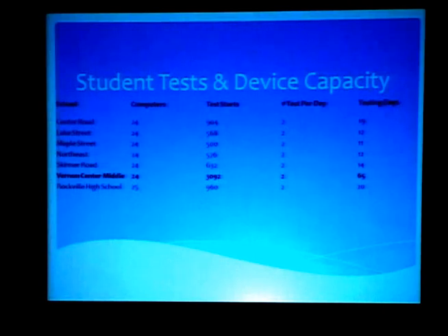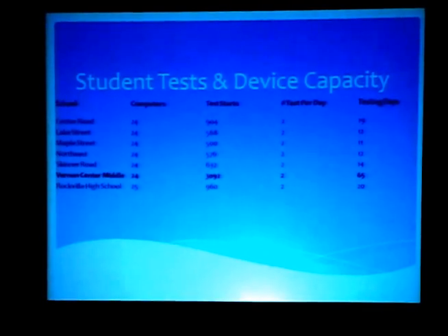So if you look at the next line over it, test starts. And so this means how many times do we have to actually start up a test. And so, for instance, at the high school, with our population, we'd have to start up 904 tests. So if we're running 2 tests per day, it's going to take us 19 days of testing.